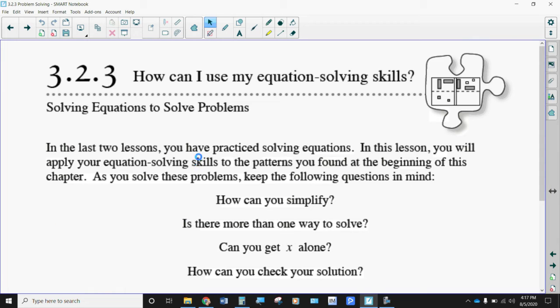So in the last two lessons, you have practiced solving equations. In this lesson, you will apply your equation solving skills to the patterns you found at the beginning of this chapter. As you solve these problems, keep the following questions in mind. How can you simplify? Is there more than one way to solve? Can you get x alone? And how can you check your solution?